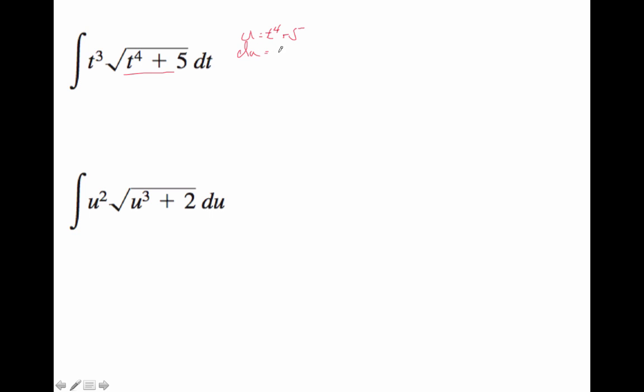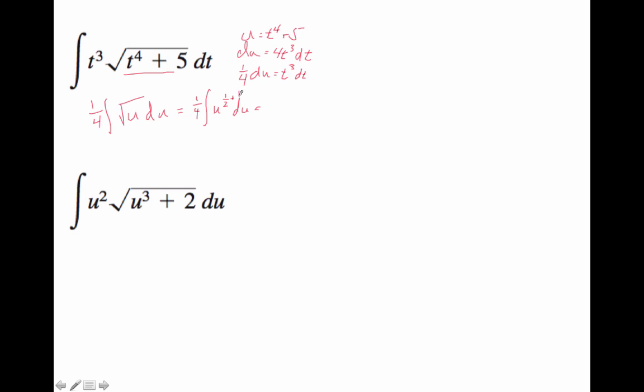So anyway, we take the derivative of t to the fourth plus 5. We get 4t cubed dt. Again, I don't have a 4, so if I multiply the entire du equation by 1/4, now I get rid of that 4 on the t side, and I get exactly what I want to sub out for t cubed dt. So this becomes 1/4 the integral of the square root of u du, which again in exponential notation is u to the 1/2 du.